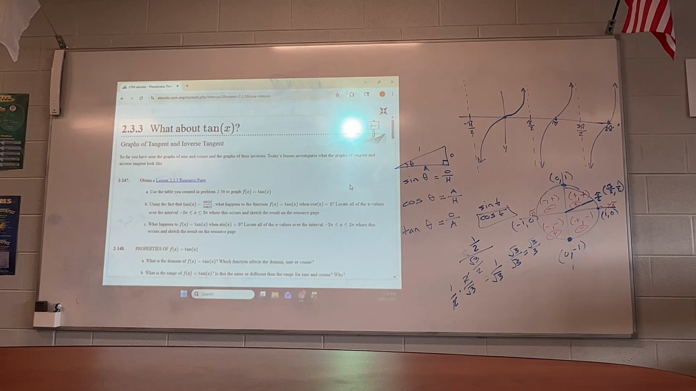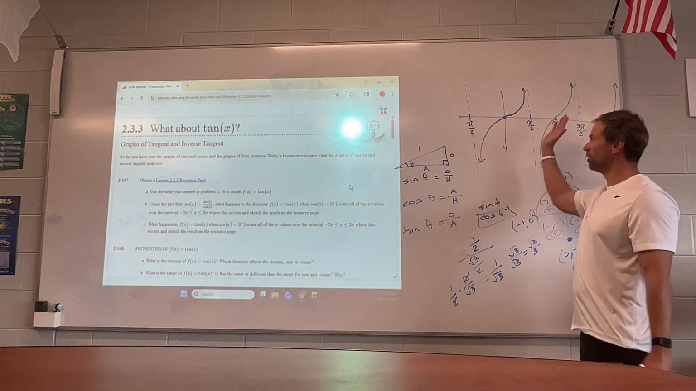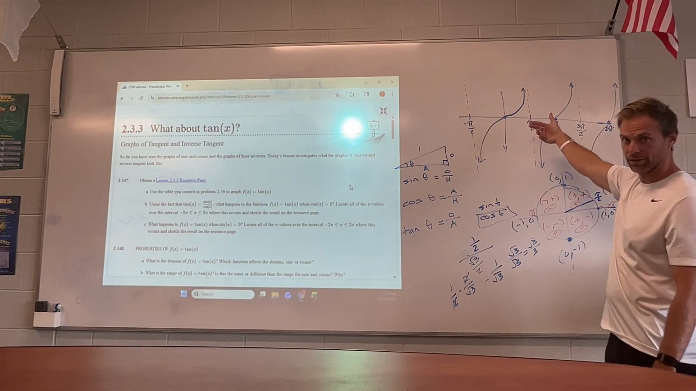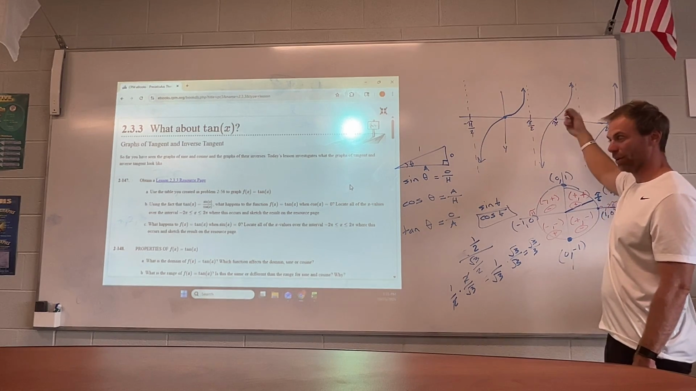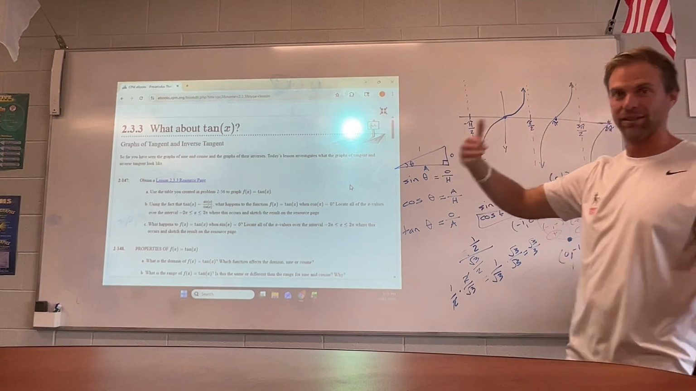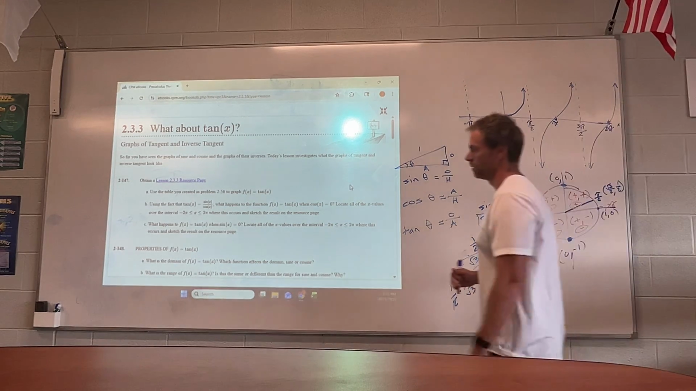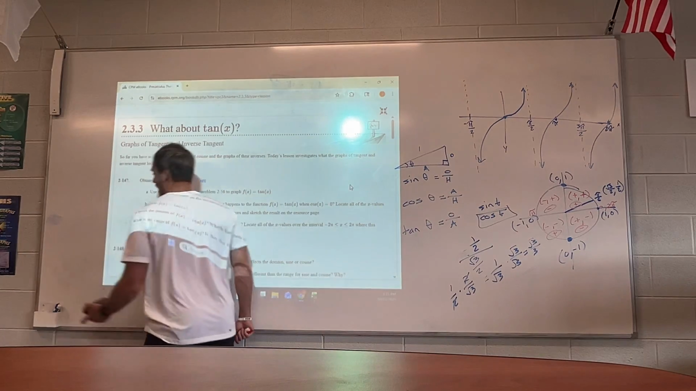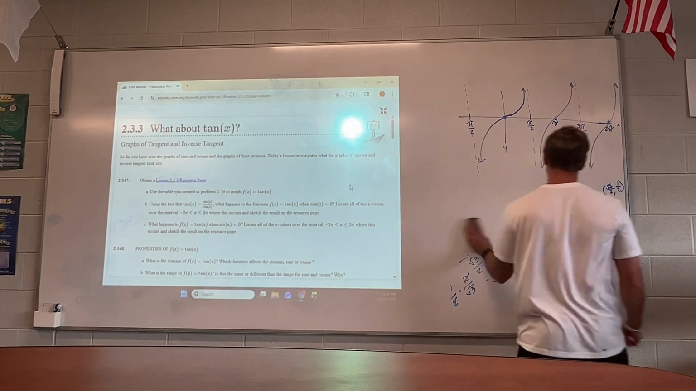Asking this, what is the domain for tangent? Domain, left to right, x values: all real numbers except pi over 2, and that's going to happen plus or minus pi n. Every pi, we're going to have that asymptote. So my domain is all real numbers except pi over 2 plus or minus pi n. Every time that occurs, I'll write this out for you so you can see what I'm saying here.